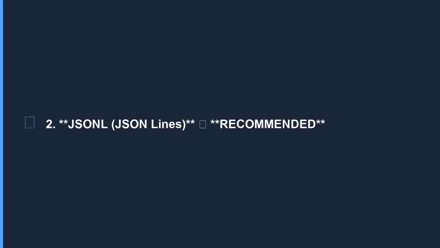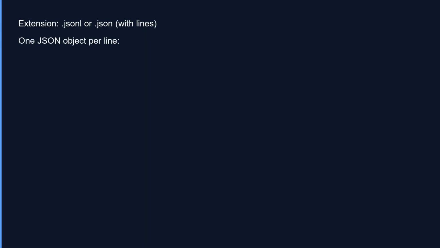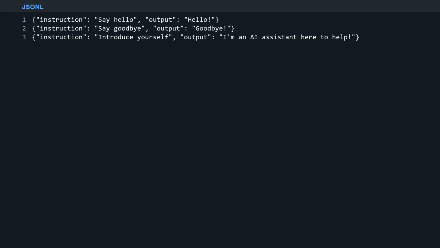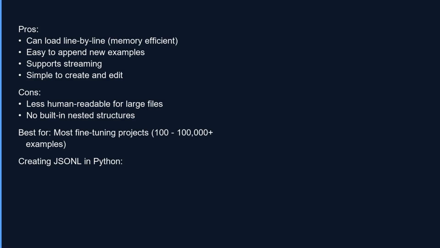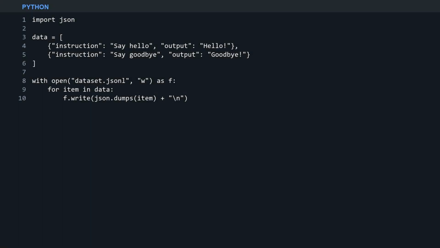Let's now look at 2, JSONL, JSON Lines. Recommended. Extension .jsonl or .json with lines, 1 JSON object per line. Here's the JSONL code for this section, starting with instruction. Say hello, output, hello. Pros: can load line by line, memory efficient, easy to append new examples, supports streaming, simple to create and edit. Cons: less human readable for large files, no built-in nested structures. Best for most fine-tuning projects, 100,000 plus examples. Creating JSONL in Python. Here's the Python code for this section, starting with import json.